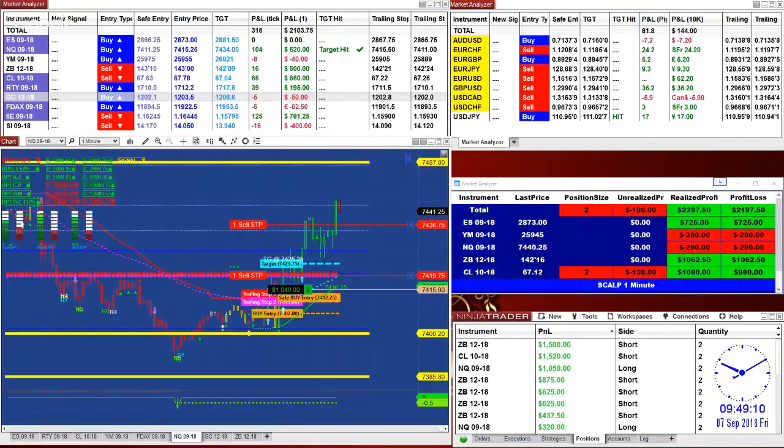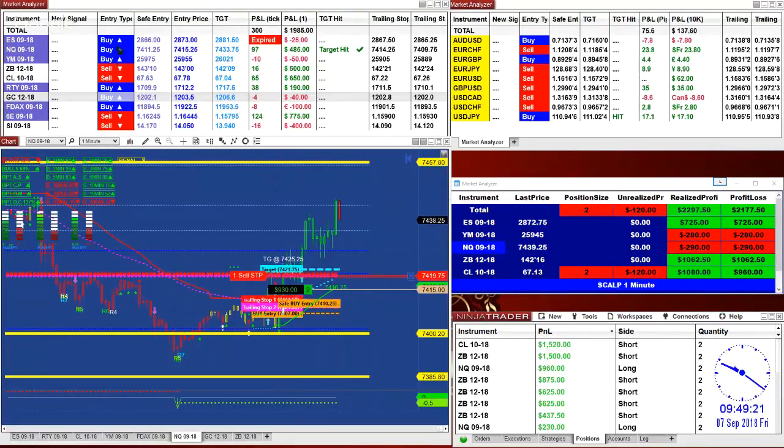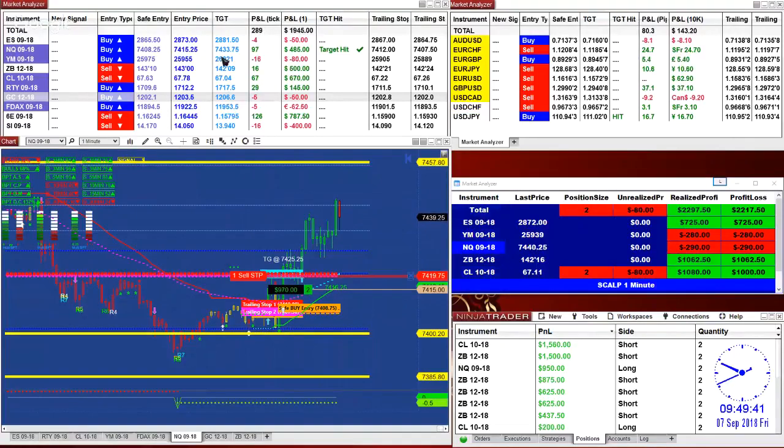What we have here is the market analyzer. The market analyzer prints out a signal for you, the direction of that signal, and then the entry price, the target, and how much money or how many ticks you get out of that trade. As an example, right now we are in a trade on the NASDAQ. The market analyzer uses the same time frame every day, 1 minute, one lot.